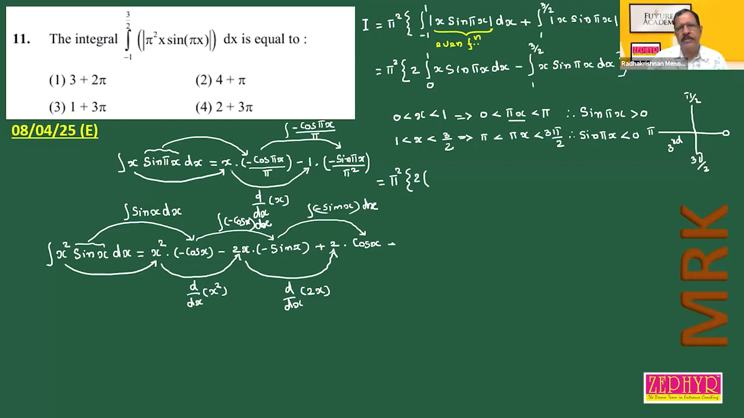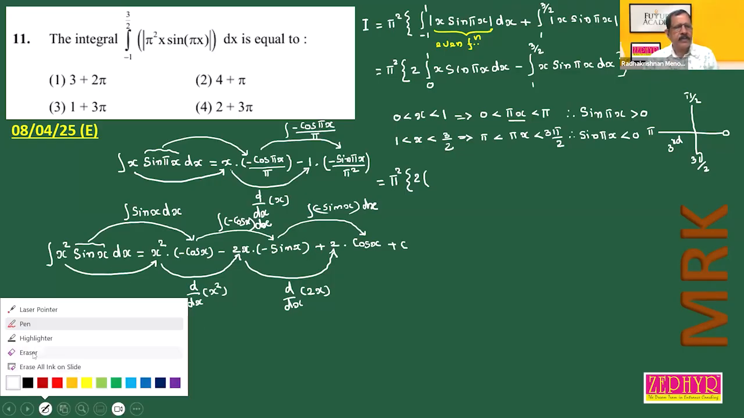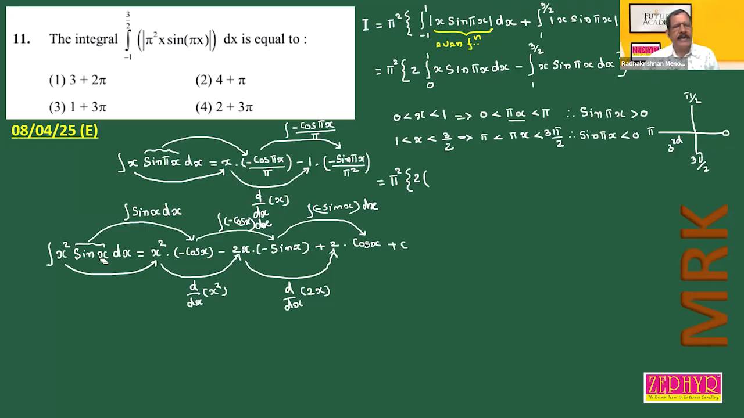So plus 6. This is the method of continuously writing the terms of this integral without using the formula directly. Which formula? Integration by parts. Instead of using the integration by parts formula stage by stage, we can do it directly.